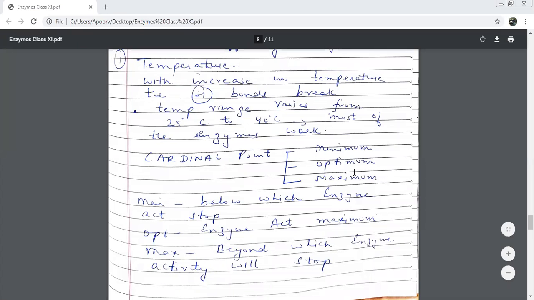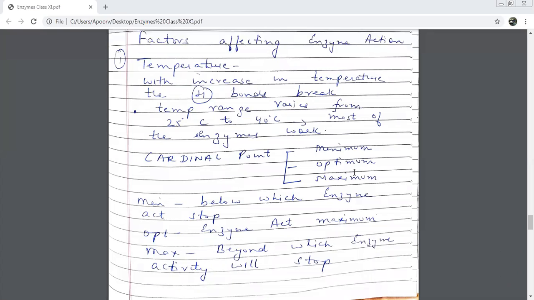I was talking about cardinal points. How many kinds of cardinal points are there? Three types: minimum, optimum and maximum. See beta, if I say minimum cardinal point of an enzyme, it means if the temperature goes below this, then the enzyme becomes inactive. And if I say optimum, then the activity of the enzyme is maximum. It will give its best performance at this temperature. What is that point known as? Optimum cardinal point. Very good.